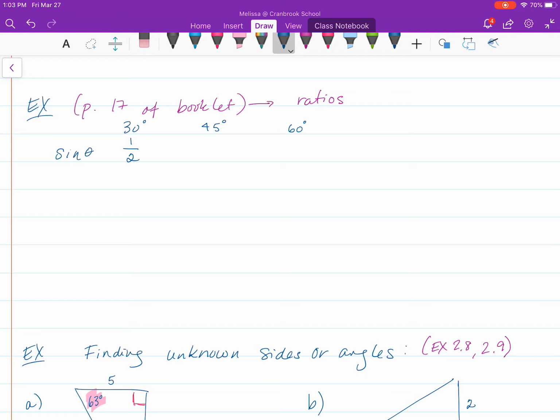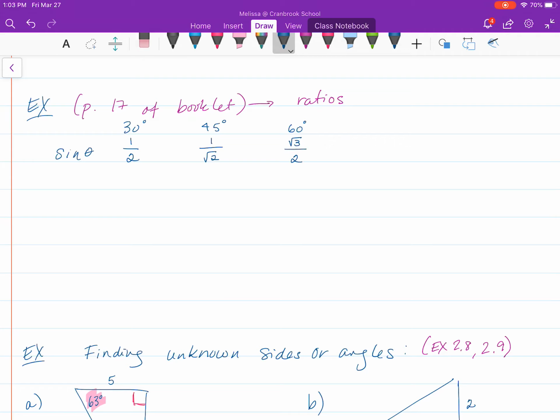For 45 degrees, go to the 45, 45, 90 triangle. Opposite either one of the 45 degree angles is 1. On hypotenuse is root 2. And then do it again for 60. Find your angle that is 60. Opposite that is root 3. On your hypotenuse is 2.